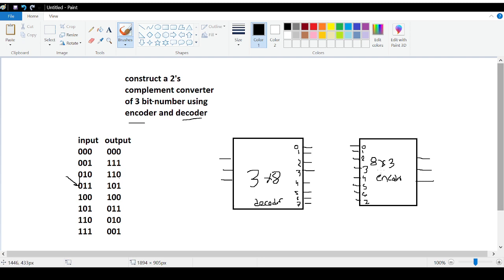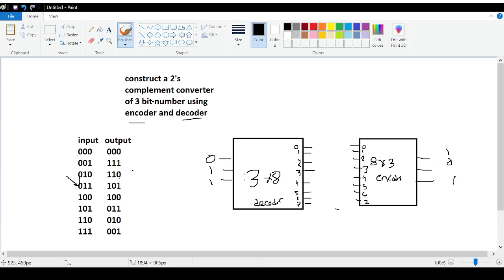Okay, now let's see. Let's say my input is 0, 1, 1. If I give 0, 1, 1, what do I want my overall output to be? I want my output to be 1, 0, 1. So let's see how I can bring the output as 1, 0, 1.